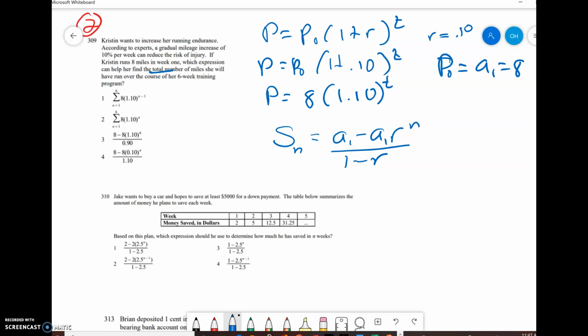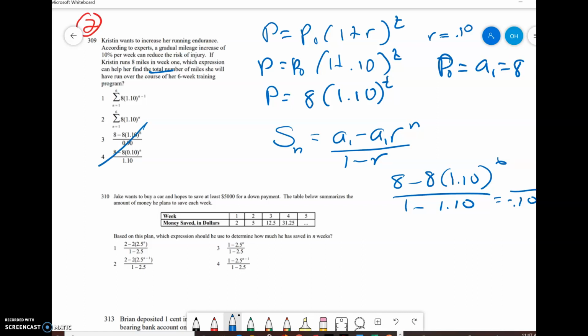there's a couple things wrong with answer choices 3 and 4. If I were to set this up, it would be 8 minus 8 times 1.10 to the 6 over 1 minus 1.10, which would give me negative 0.10 on the bottom. And the top pretty much matches. So since I don't have the negative 0.10 on the bottom, these two are wrong.